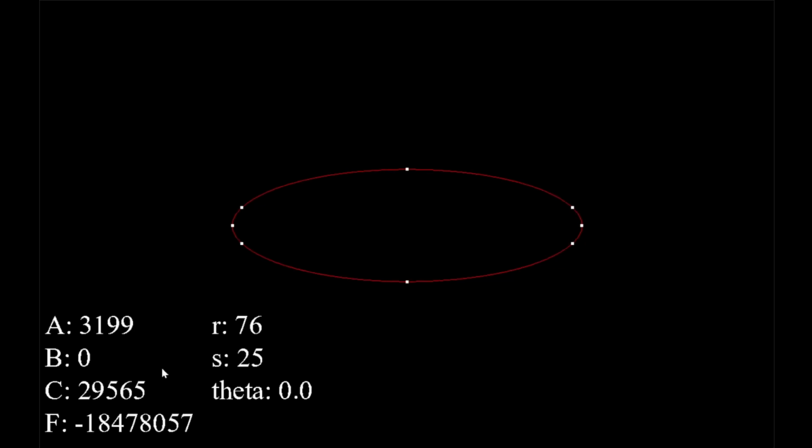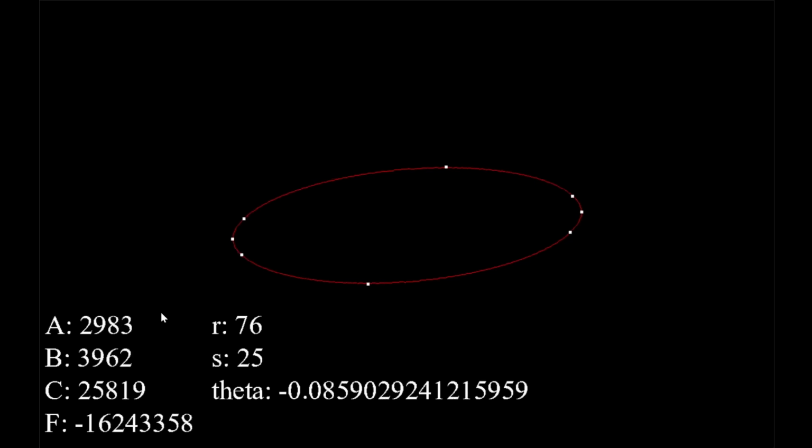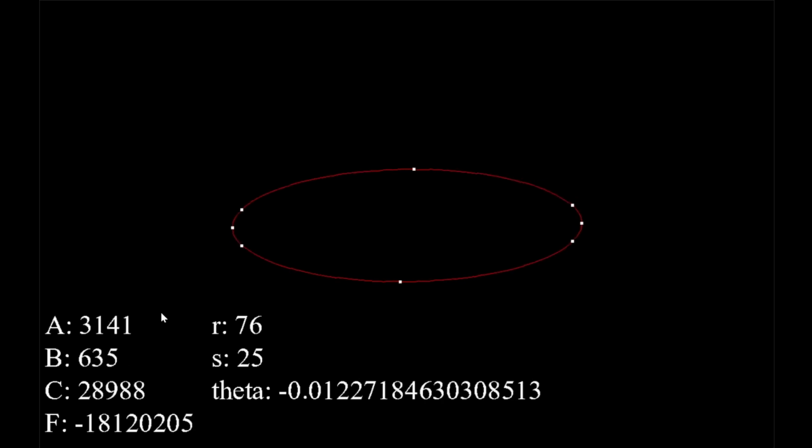The other thing that I've done is add some code to show some values here. So I've got R, the width of the ellipse, and S, the height in pixels. Remember, I set this up so it's 320 by 200 pixels, just like a CGA display. I've got the angle in radians, theta, the angle that it's rotated by, and you can see that changes as I do a rotation here.